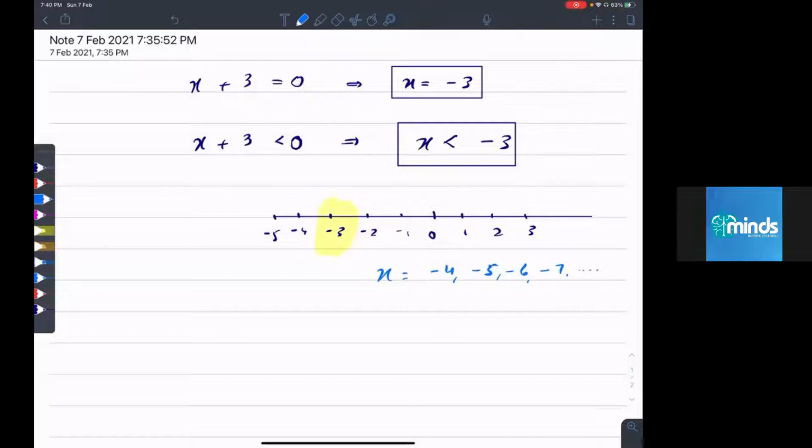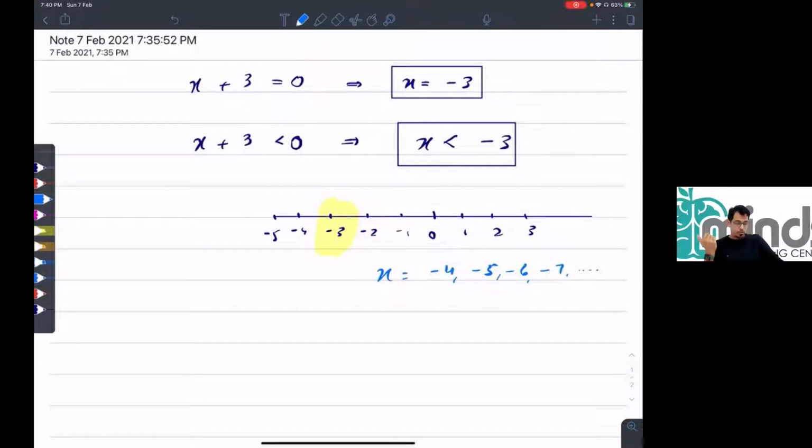When we solve an inequality, we won't be getting one definite answer. We will be getting a range of values. When I say x is less than minus 3, minus 4, minus 5, minus 6, minus 7, all are the possible answers. If I make a small change in it, if I say x plus 3 is less than or equal to 0, so x is less than or equal to minus 3, you will add minus 3 in the answers as well. So you should understand what's the difference between being less than and being less than or equal to.